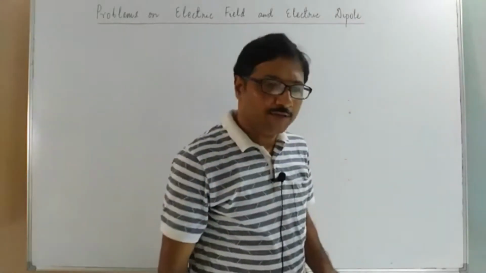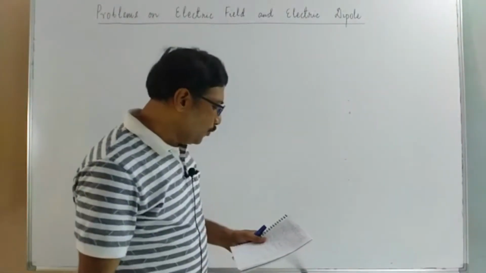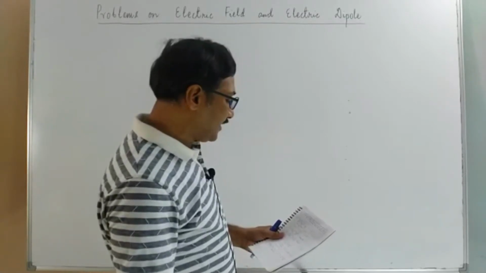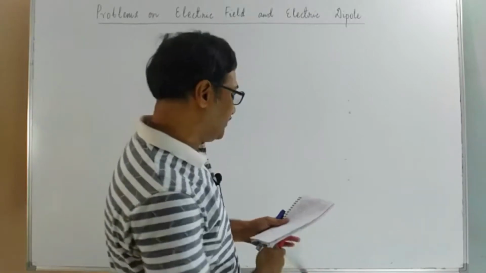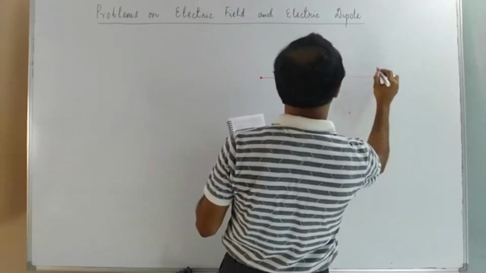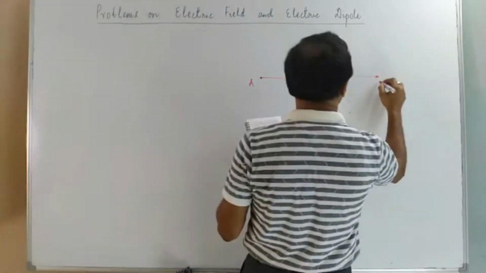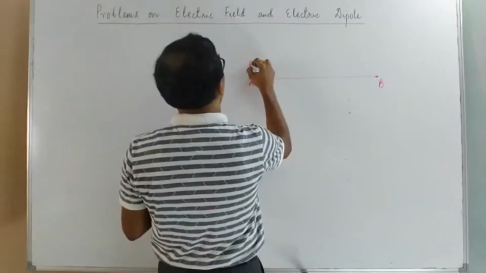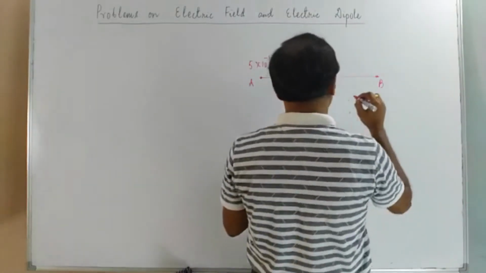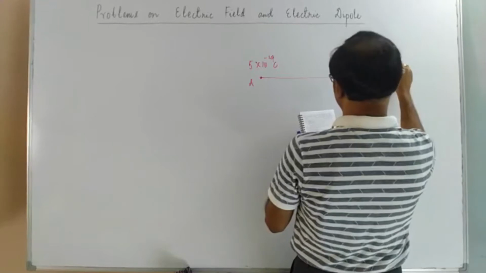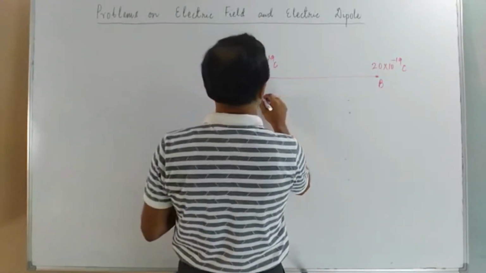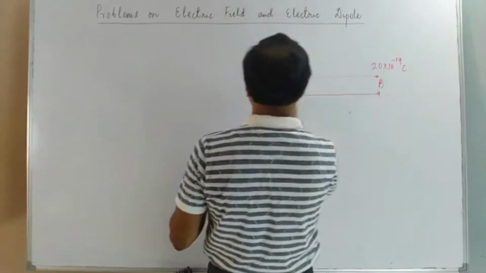Now we will solve problem number 2. The problem statement is: 2 point charges 5 into 10 to the power minus 19 coulomb and 20 into 10 to the power minus 19 coulomb are separated by a distance of 2 meters. So you have 2 point charges. Say this is point A, this is point B. At point A you have 5 into 10 to the power minus 19 coulomb charge, and at point B you have 20 into 10 to the power minus 19 coulomb charge. These two charges are separated by 2 meters.